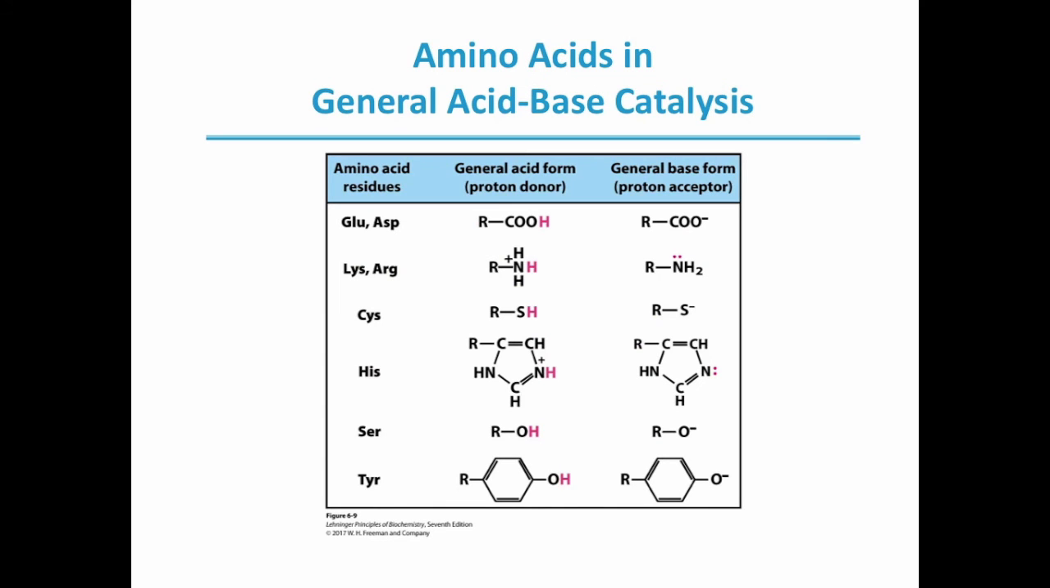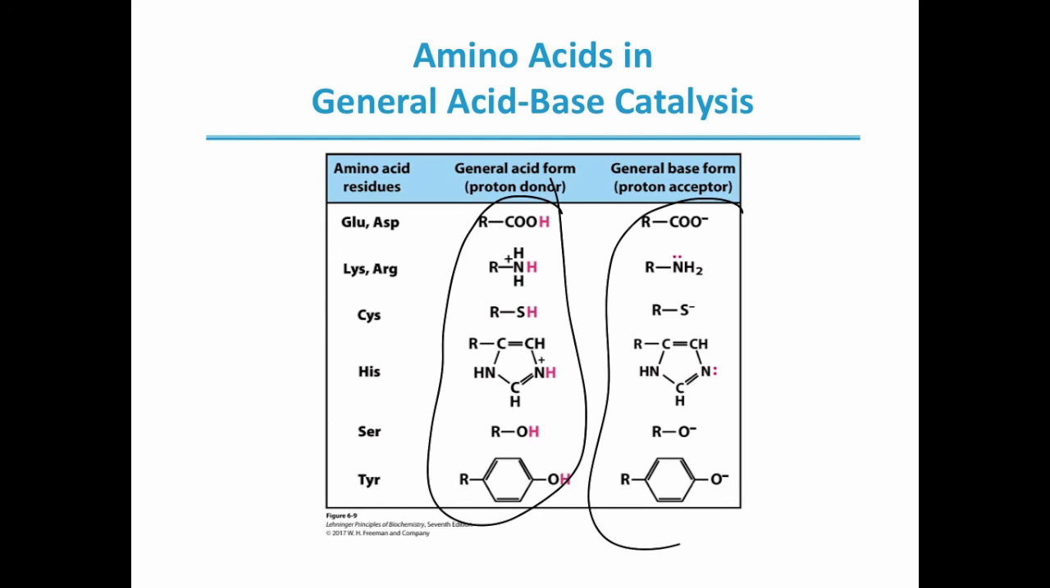Many organic reactions that are used to model biochemical processes are promoted by proton donors or proton acceptors. The active sites of some enzymes contain amino acid functional groups, such as those shown here, that can participate in the catalytic process as proton donors or proton acceptors. So these would be examples of your proton donors, and these would be examples of your proton acceptors.